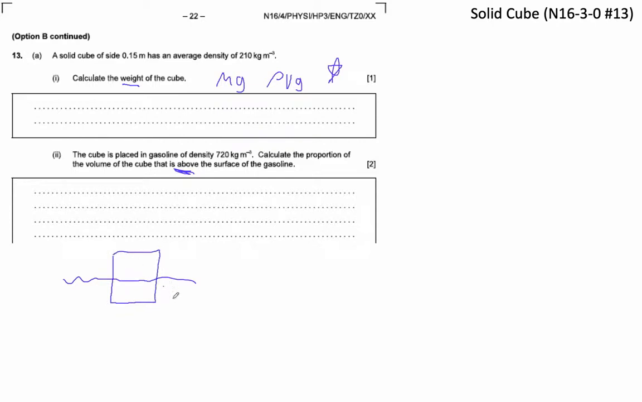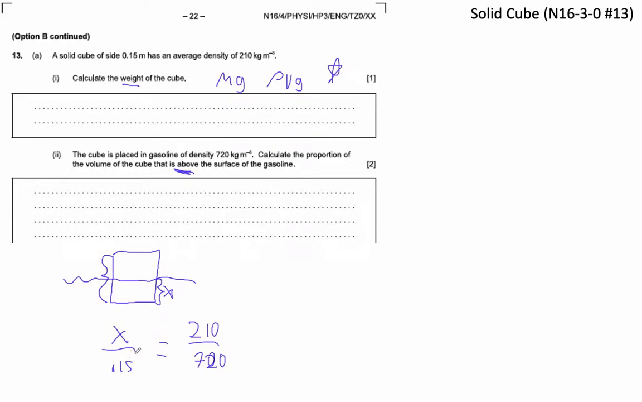Okay. Remember that the x submerged, you'll have to do a little subtracting here, is to the length of the cube, right? So x is to 0.15 as the density of the object is to the density of the fluid, right? So you can figure out, 720. There we go. So you figure out that x, right?